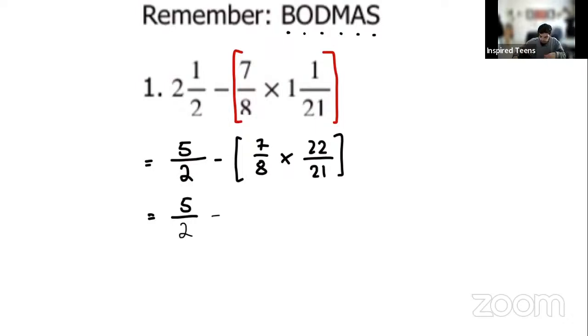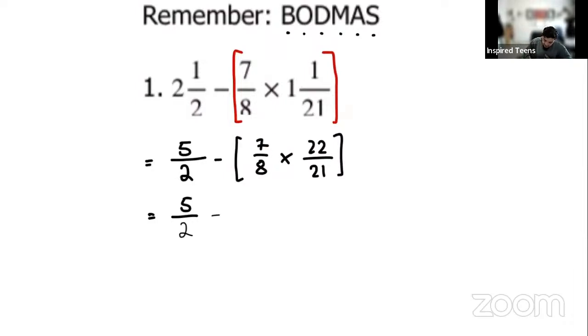Simplify at the top or simplify at the bottom. We can only do this when we have multiplication. We can cancel a number at the top and cancel a number at the bottom. How does it work again? Let's remind ourselves. Basically, you divide both numbers by the same number.